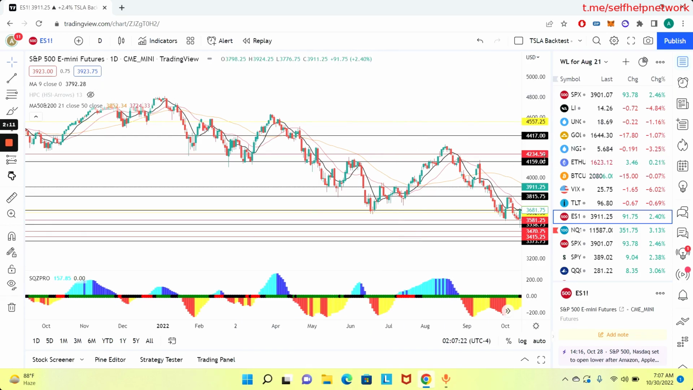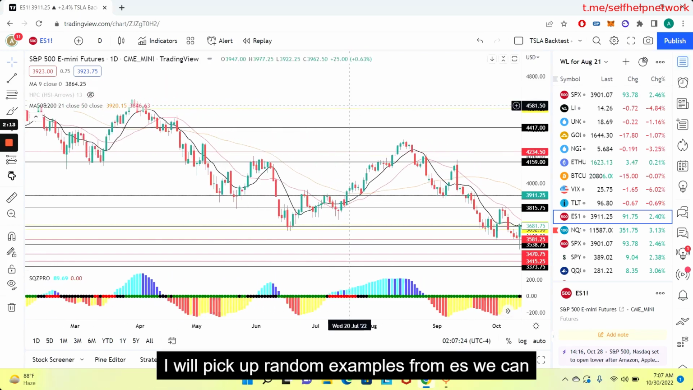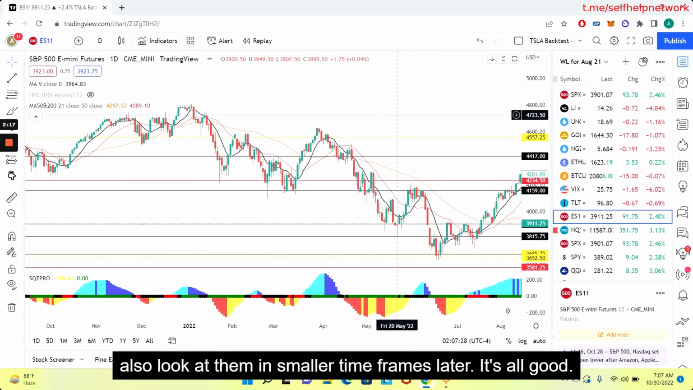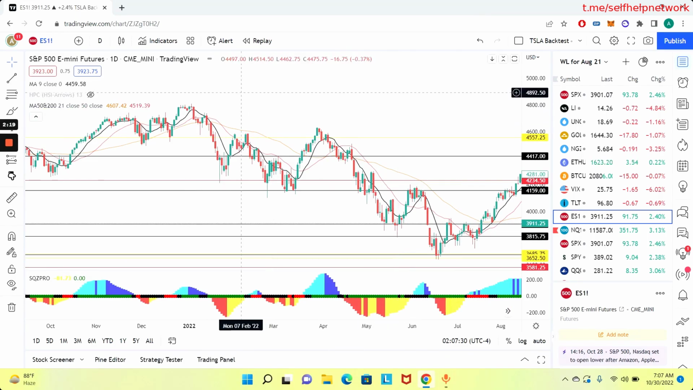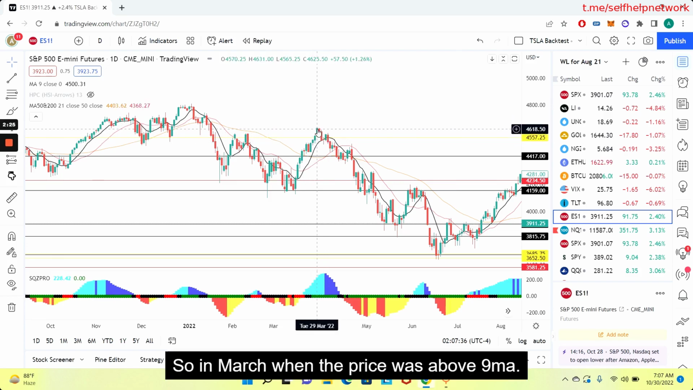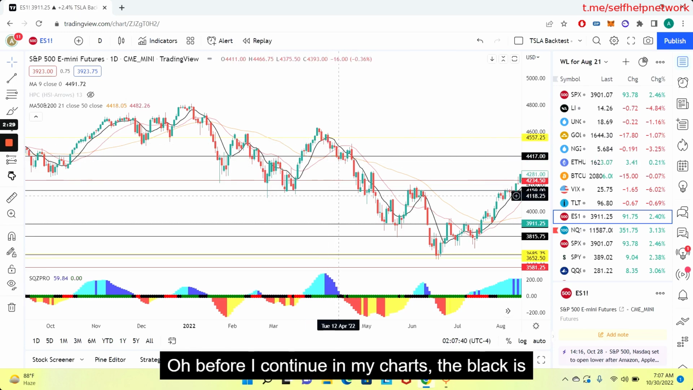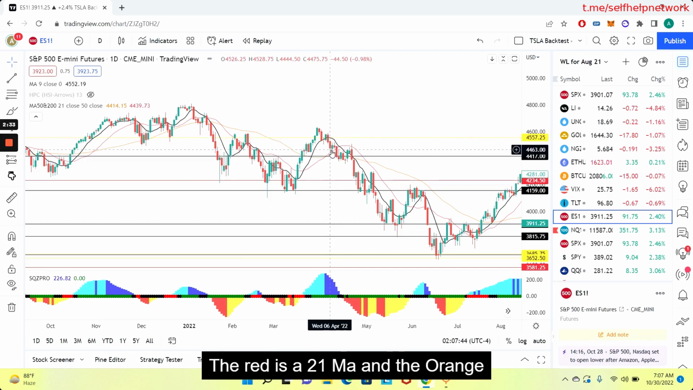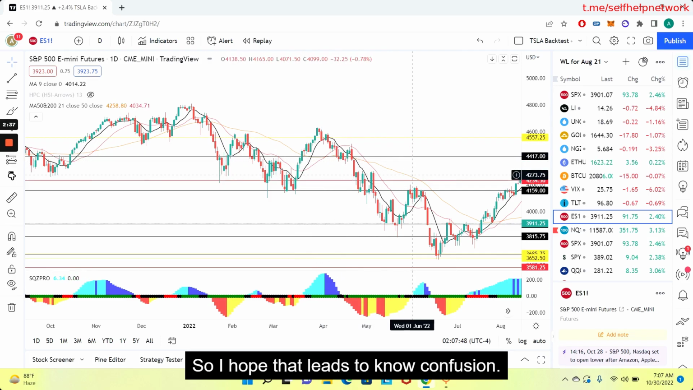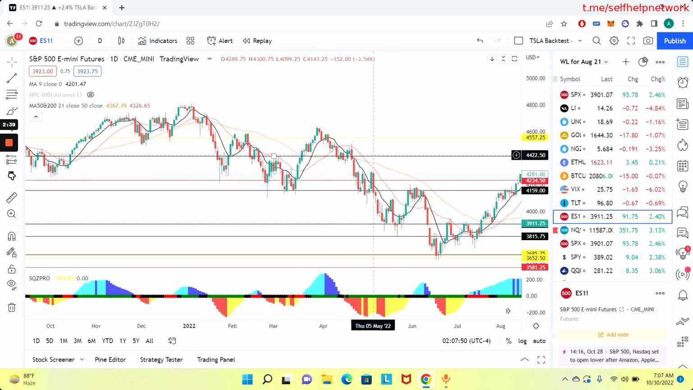All right, I will pick up random examples from ES. We can also look at them in smaller time frames later. It's all good. So let's see with this. Okay, let's see in March what happened. So in March, once price was above 9 MA, oh, before I continue, in my charts, the black is the 9 MA, the red is the 21 MA, and the orange is the 50 MA. So I hope that leads to no confusion.